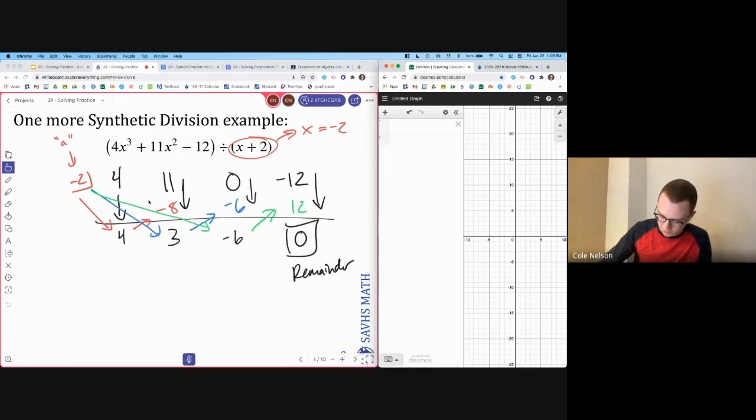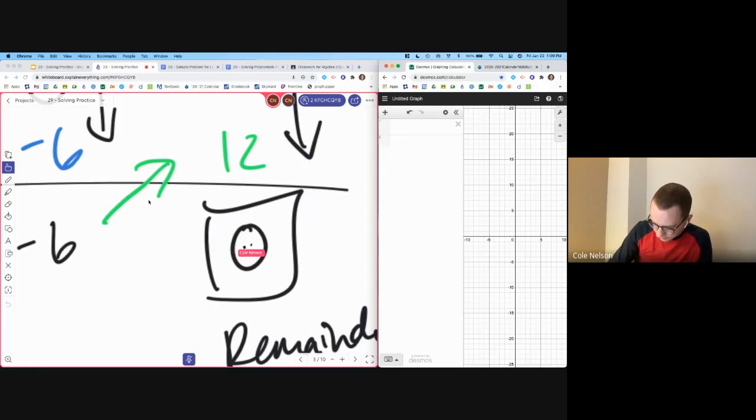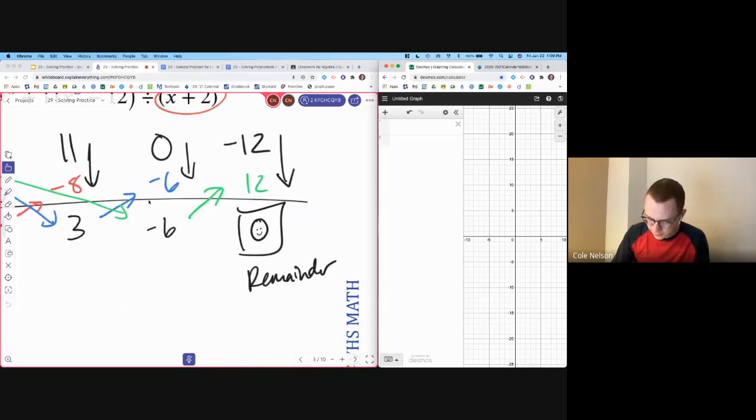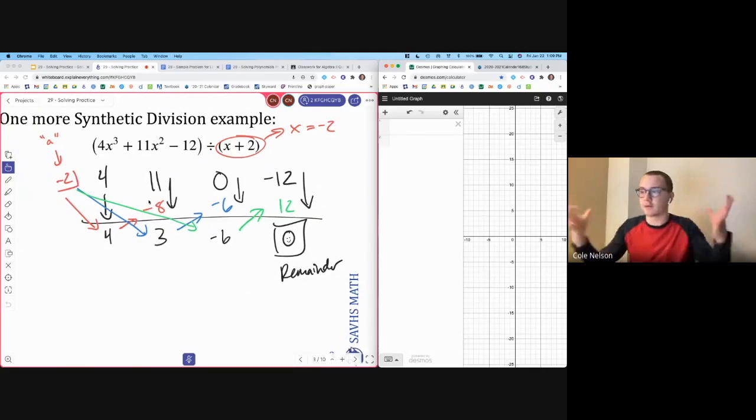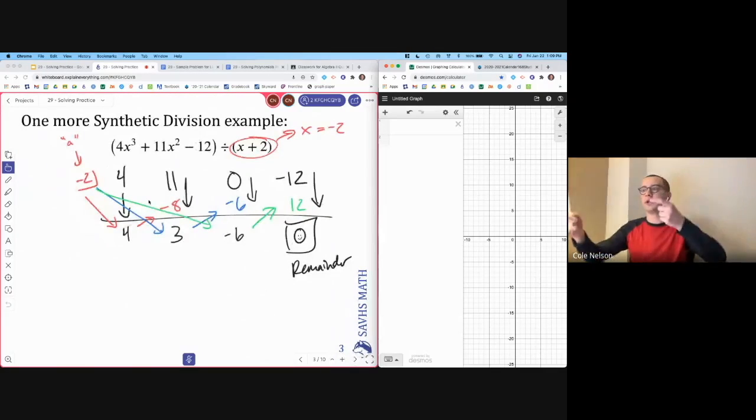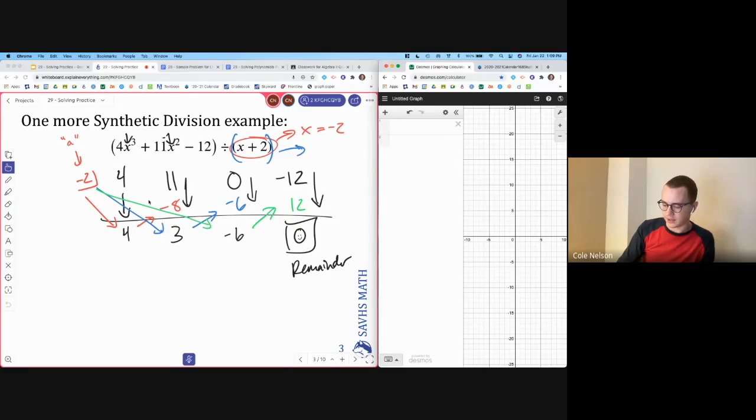And because we got 0, I'm happy about that. Oh, come on. But what that tells me is, hey, you know what? I got a 0 remainder. The remainder is 0. So if I put in -2 to that original polynomial, that cubic polynomial right here, you will get 0 out. But also it tells us that x plus 2 is indeed a factor of that cubic polynomial because we got remainder 0.